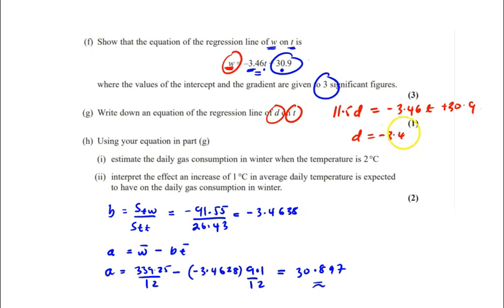So negative 3.46 T divided by 11.5 plus 30.9 divided by 11.5. We can press the calculator here, and then you shall see that our D is equal to negative 0.301 T plus, when you divide this one over here, you get 2.669. This is rounded to 3 significant figures. Yeah, that's that part. We go to the next part.